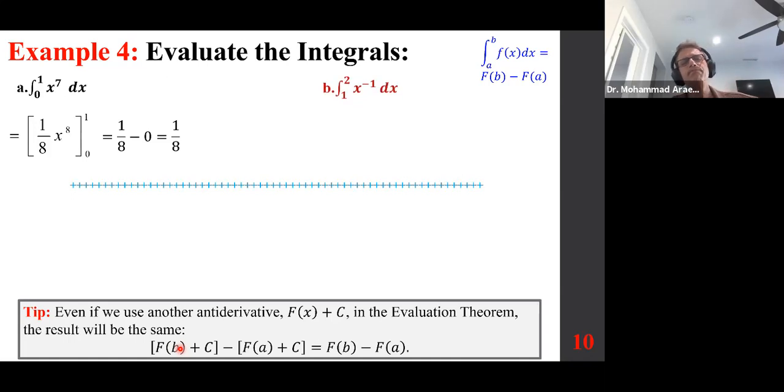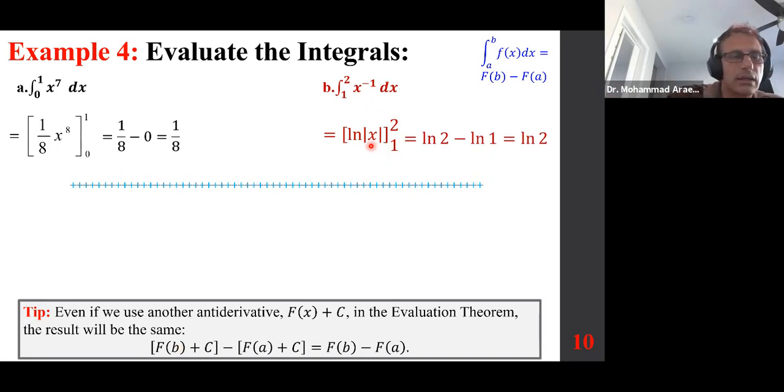Here's the next one. Clearly, everybody knows x to the power of -1 is the same as 1 over x. Therefore, the answer is ln x, and an absolute value gives us ln 2, ln of the upper limit, minus ln 1, ln of the bottom limit. We know ln 1 is 0, and ln 2 is the perfect answer, not an approximation, an exact answer.